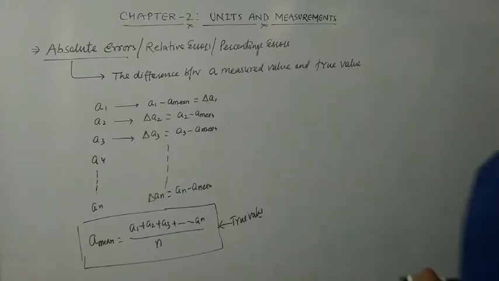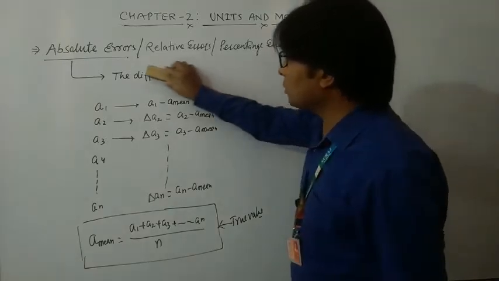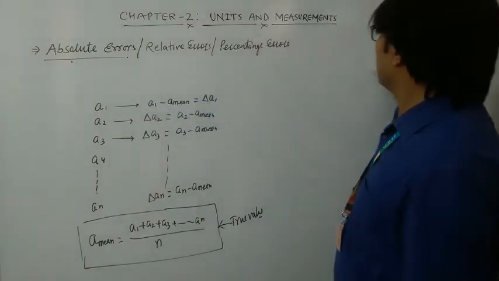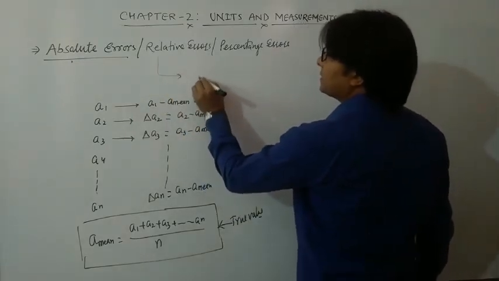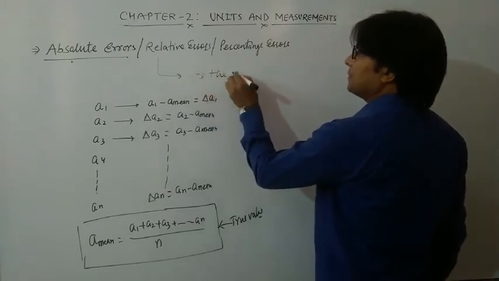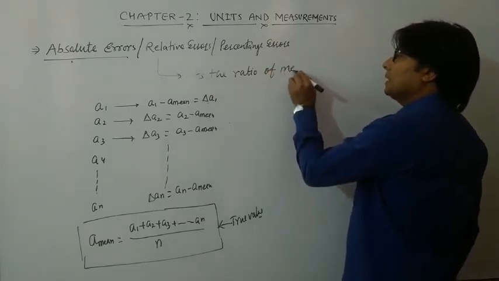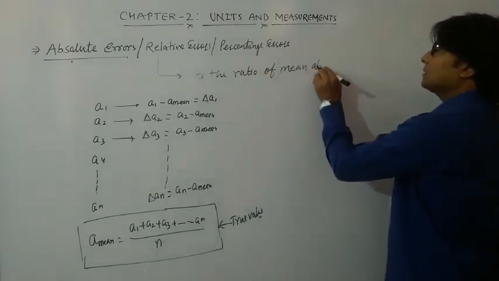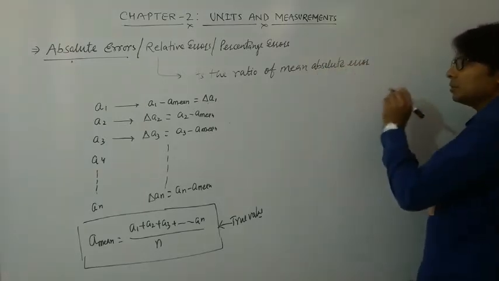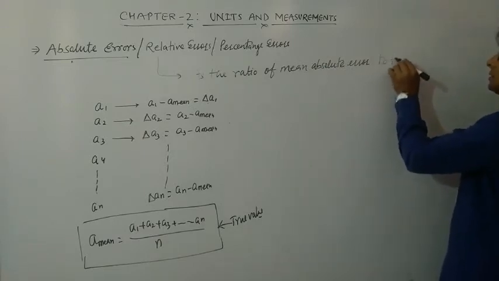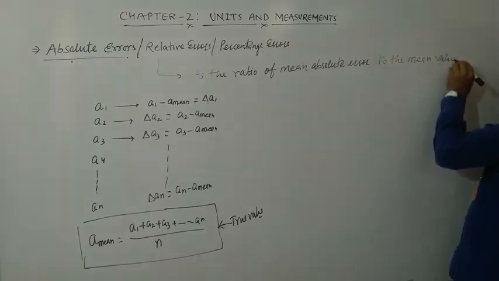So now we will discuss how the relative errors can be calculated, or what are relative errors. Relative error can be defined as the ratio of mean absolute errors to the mean value or true value, to the mean value of that physical quantity.